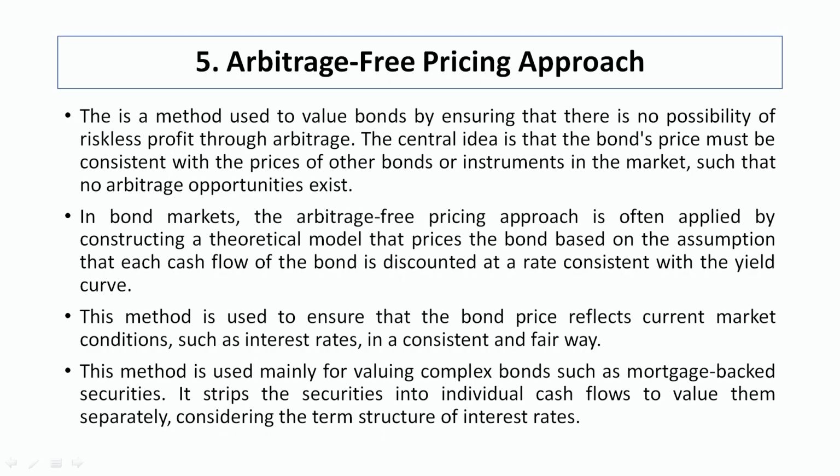In this case, it is simply assumed that bond prices are almost equivalent and there are no chances of arbitrage in the market. So, this method is used to value bonds by ensuring that no riskless profit through arbitrage is possible. The central idea is that bond prices must be consistent with the prices of other bonds or instruments in the market, such that no arbitrage opportunities exist.